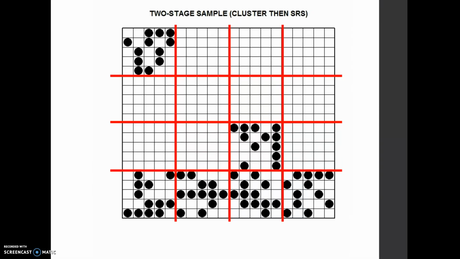You randomly select a few clusters first. In this case, we randomly selected 6 clusters first. Then within each cluster, we randomly selected an equal amount of individuals again. So this is called multi-stage. In this case, two-stage cluster sampling.